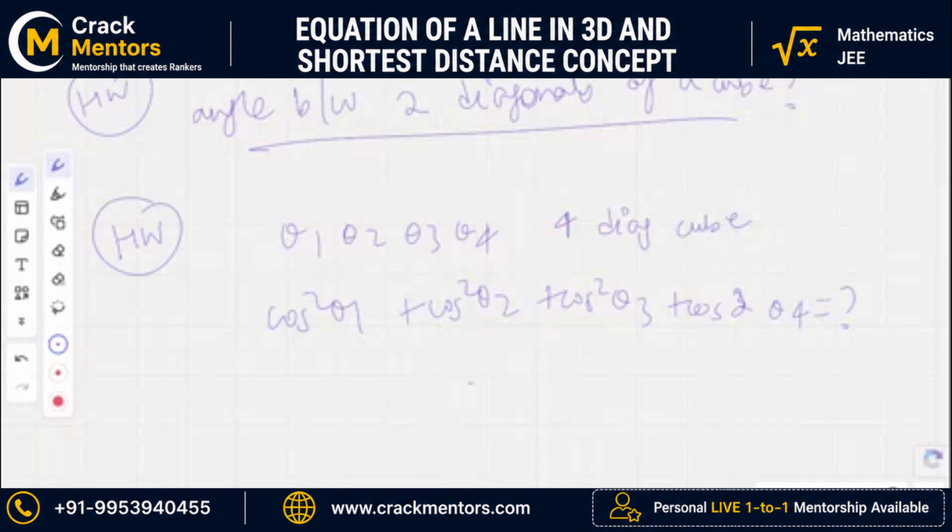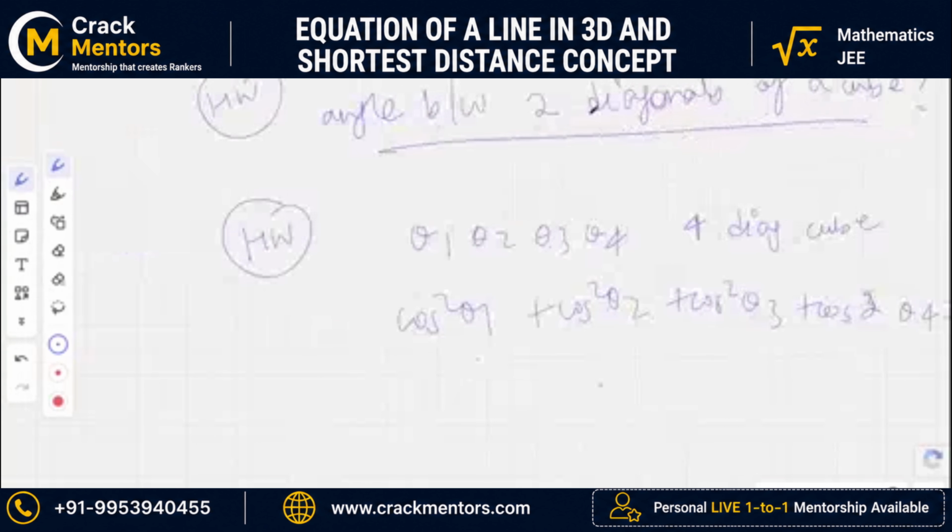We just take cos theta equal to A·B by mod A mod B, right? And then minus 1 plus 1 plus 1 by 2 into 3 root 3 equals 1 by 3. So theta equals cos inverse 1 by 3. I don't remember the exact value, but it's something like that. Yes, correct. Theta is cos inverse.